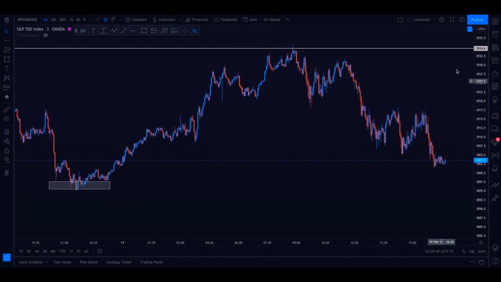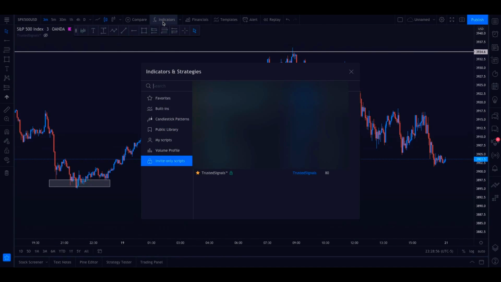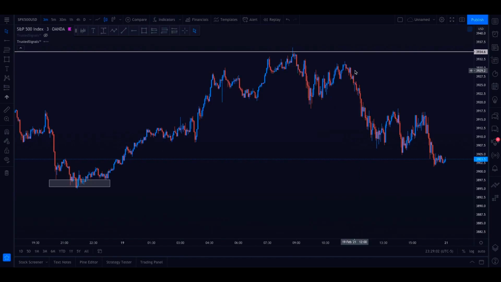Start by adding Trusted Signals to your charts. Click on the FX Indicators button at the top of TradingView, then click on Invite Only Scripts. Click on Trusted Signals. Now that we have this on our charts, let's look at some examples.